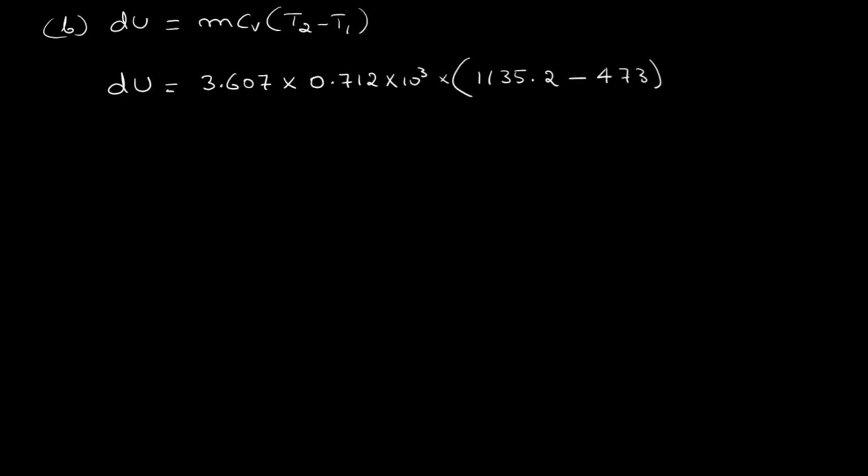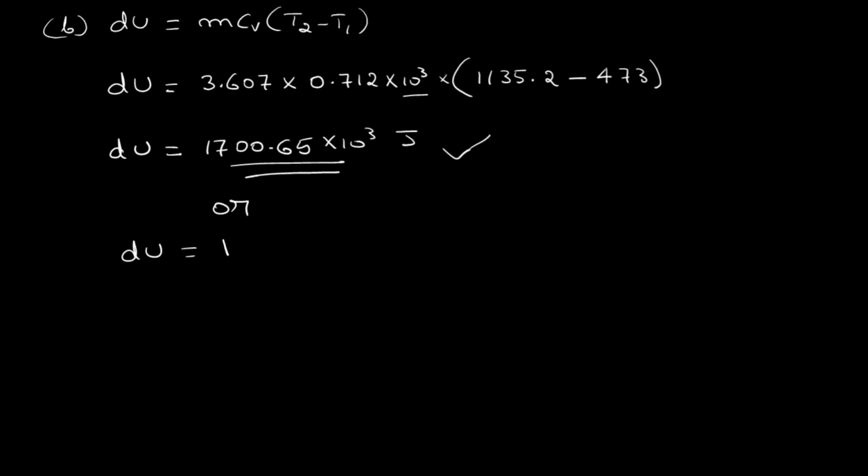So I'll be getting 170065. Let me write down the answer. dU is equal to 1700.65 into 10 to the power of 3. I have now multiplied this value, in terms of joule. This is the final answer. Or I can write this in terms of kilojoule, that is 1700.65, and this 10 to the power of 3 I'll be replacing with kilojoule. So this is the second answer.